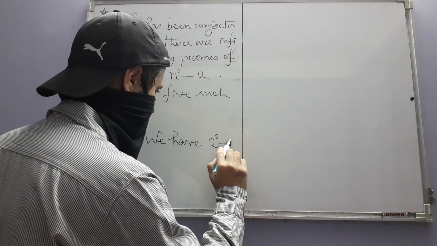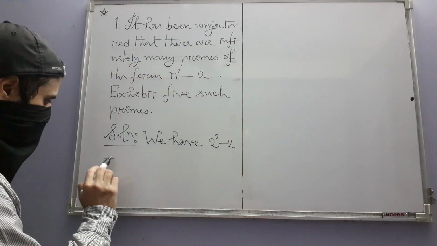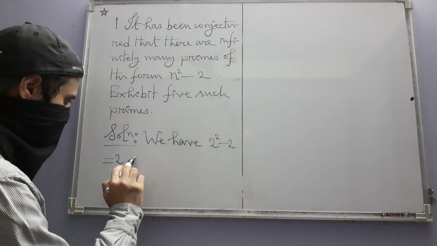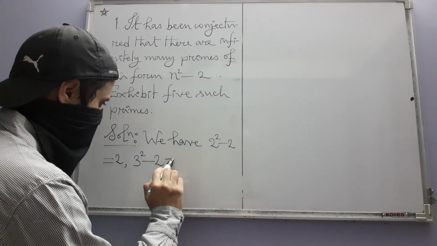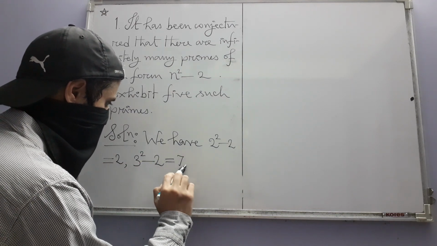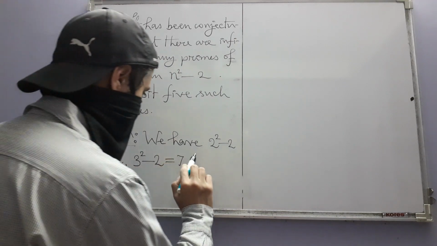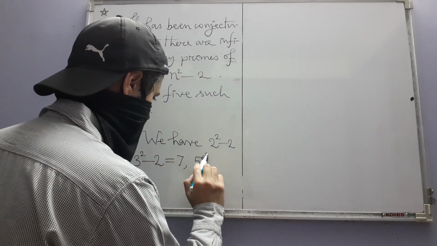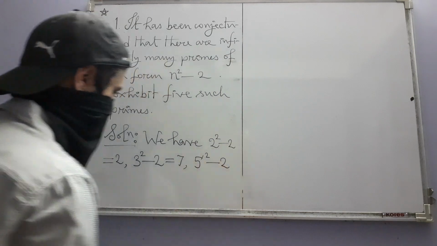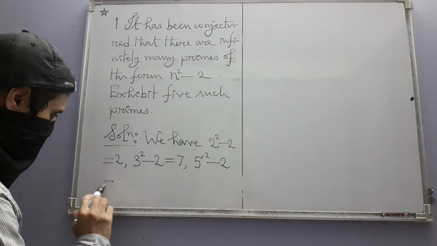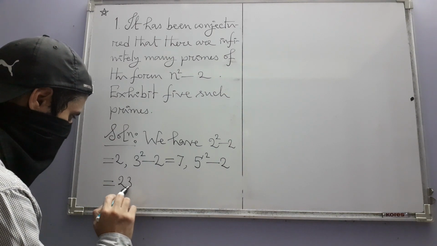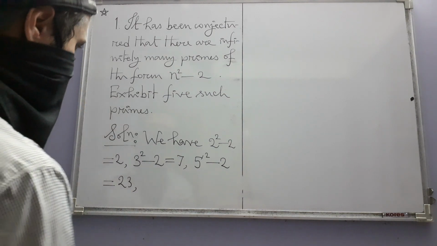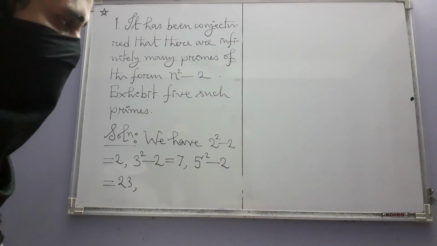Two square minus 2 is of course 2, which is a prime. Then 3 square minus 2 is 9 minus 2 is 7, so that is again a prime. 5 square minus 2 is 25 minus 2, that means 23. That is also a prime. So these are numbers we already know to be primes.